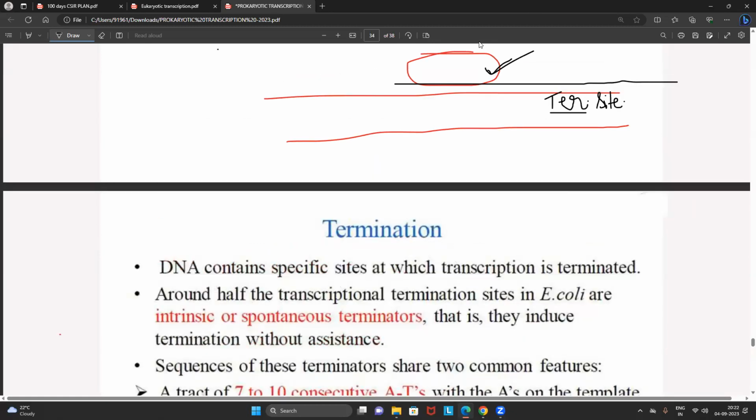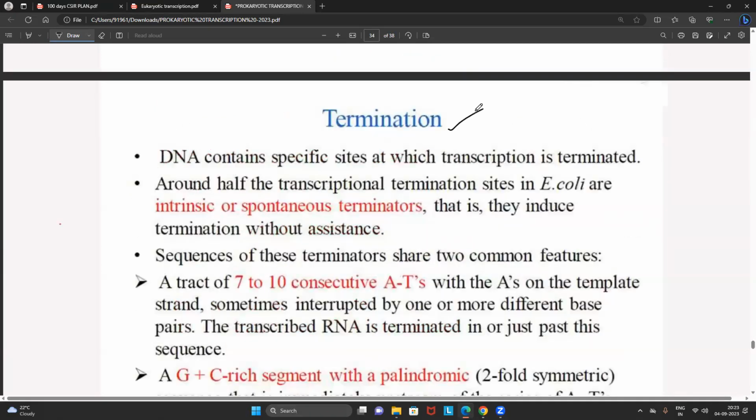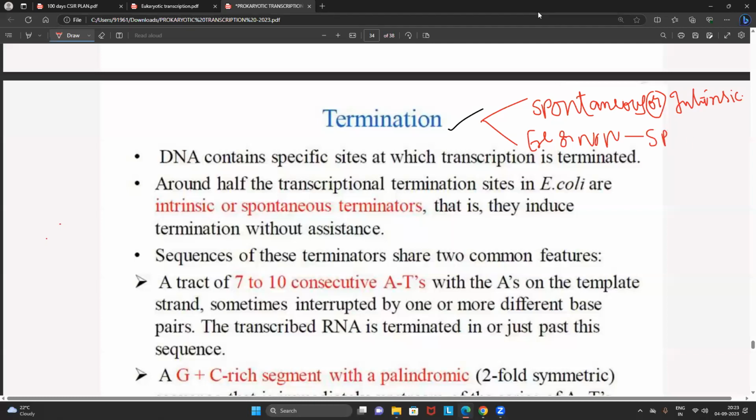Now look into this. I'll explain briefly and elaborately to all of you. Focus. There are two types of termination possible in a prokaryotic organism. What are those, friends? One is called spontaneous termination, also called intrinsic termination. The next one, every student remember my words correctly, is extrinsic termination, or non-spontaneous termination.